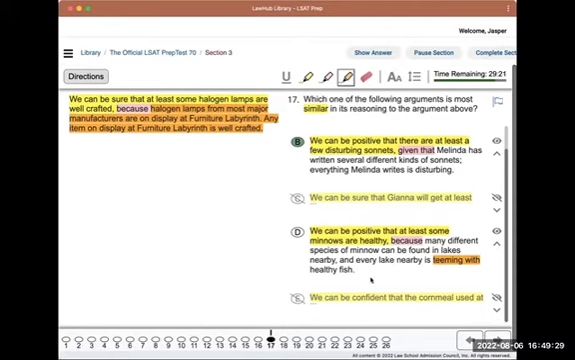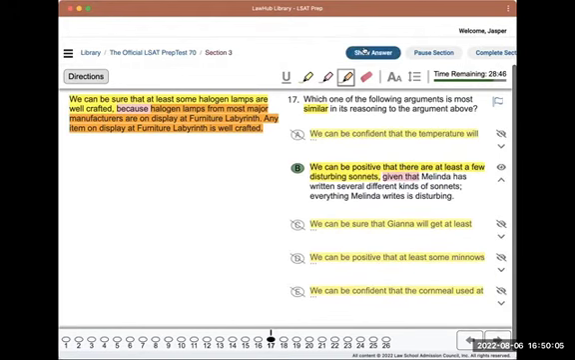But to say that they're teeming with healthy fish isn't to say that every single fish in those lakes is healthy. So if we were to say that every Furniture Labyrinth store has plenty of well-crafted items, we don't know that the halogen lamps that they have are included within that plenty of well-crafted items, right? That doesn't cover every single item. Just like here, it's not going to cover every single fish. You can eliminate D, and B is the correct answer.